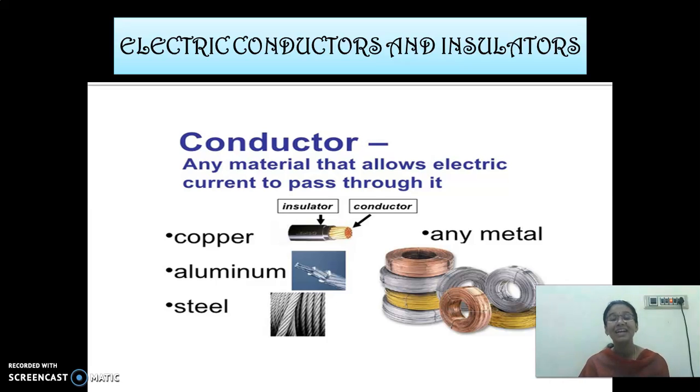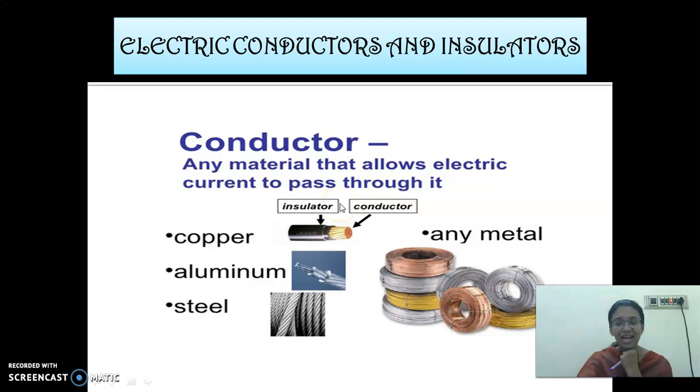The materials which allow electricity to pass through them are called conductors. Okay, look here. These are some of the examples of conductors. They are copper, aluminium, steel or any other metals. So these are some of the examples of conductors.